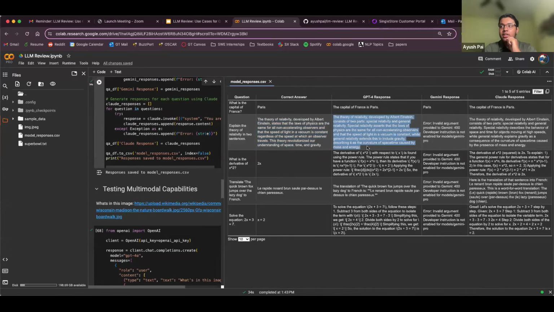So this is the correct answer that we have. They have this answer right here, and Claude has this response. So this is a good way of seeing, based on these generic questions, you have questions about history, theory of relativity, and math questions. These are how you can do some evaluation frameworks and make your own based on your own use cases.